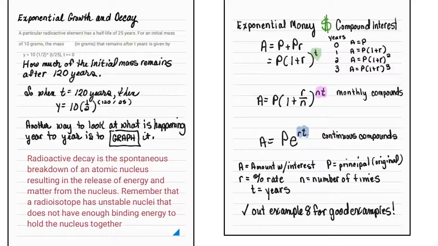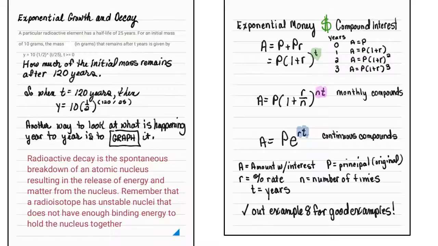The natural base E gets used a lot in exponential growth and decay. A particular radioactive element has a half-life of 25 years. So for an initial mass of 10 grams, the mass in grams that remains after T years is given by the equation y equals 10 times 1/2 to the power of T over 25, where T obviously isn't going to equal 0. How much of the initial mass remains after 120 years?